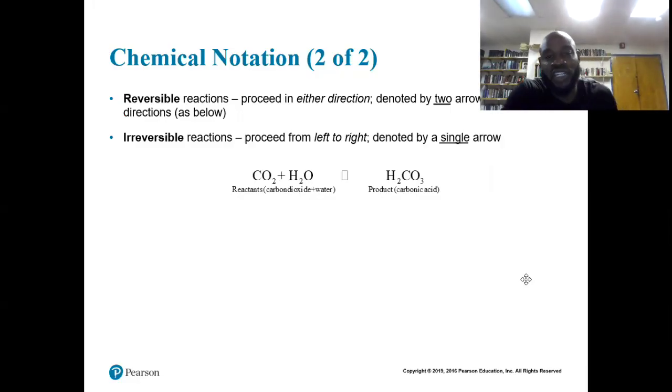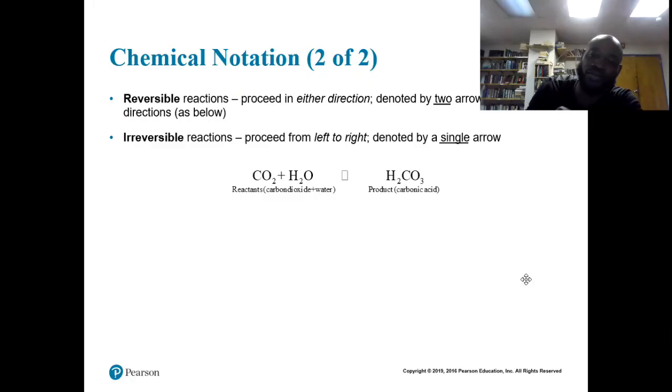Reversible reactions proceed in either direction, right? So we have reactions that can go both ways. You can go from the products to the reactants this way, or you can go from the reactants back to the products. That's a reversible reaction. You'll see arrows in both directions. And you have irreversible reactions, which are reactions that go one way. The reactants go to the products and they don't go back, and that'll be a single arrow.